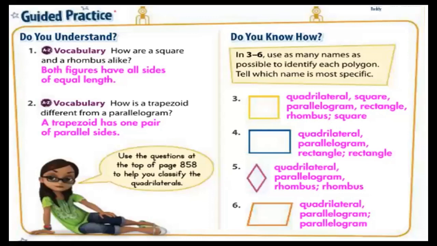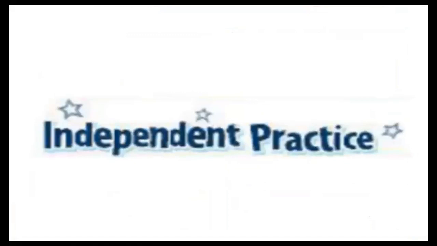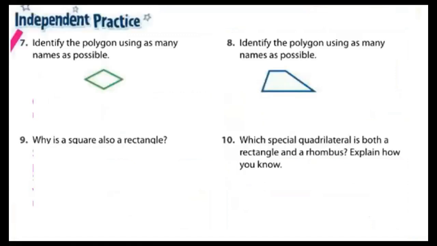In independent practice, if you're ready, we are still on the same page, 859. Copy the answer and move please quickly. Independent practice in page 859, question number 7. Identify the polygon using as many names as possible.